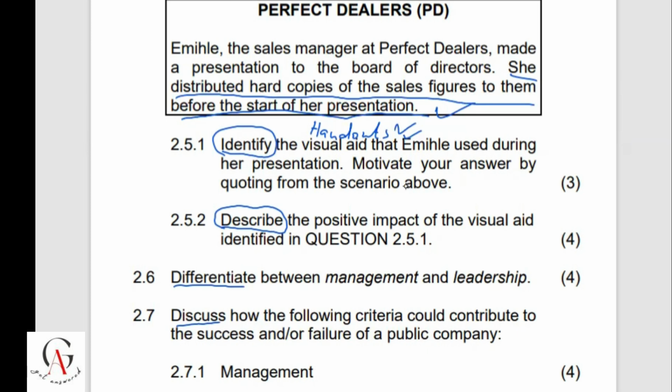Describe the positive impact of the visual aid identified in 2.5.1, meaning we are going to check the effect of the handouts. So now when it says what positive effect, it means that strictly you are only expected to come up with the positive effect, not taking into account the negative effect.